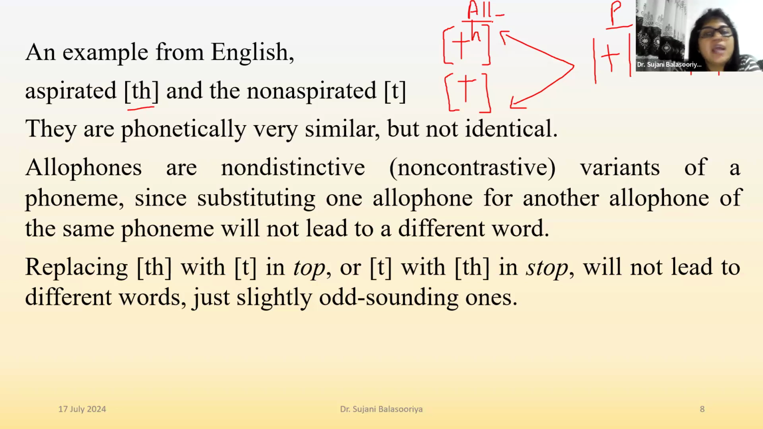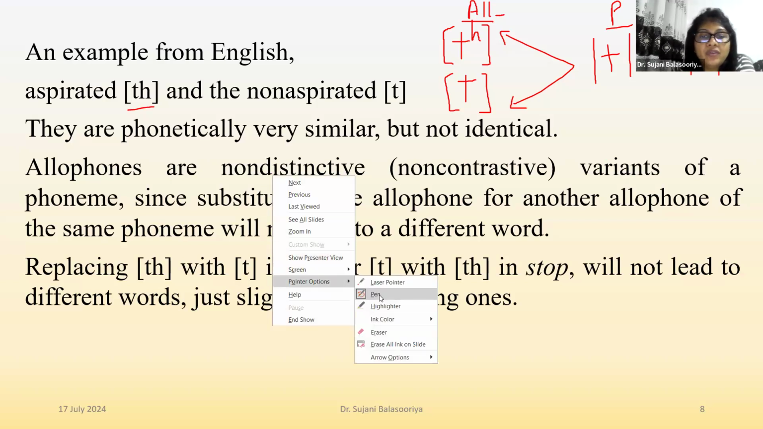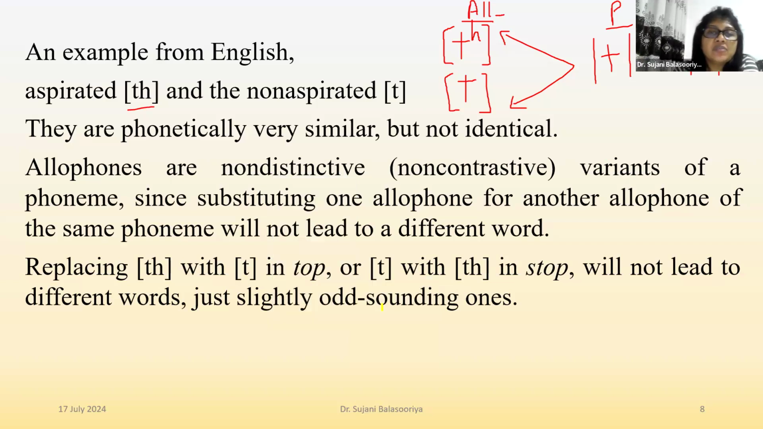So these allophones are phonetically similar, but not identical. Identical means exactly the same. They are very similar only. Other than that, they are not 100% similar. And allophones are non-distinctive or non-contrastive variants of a phoneme. This is important when you talk about allophones. If you are going to compare and contrast the two terms, phoneme and allophone, this is a point you can use.